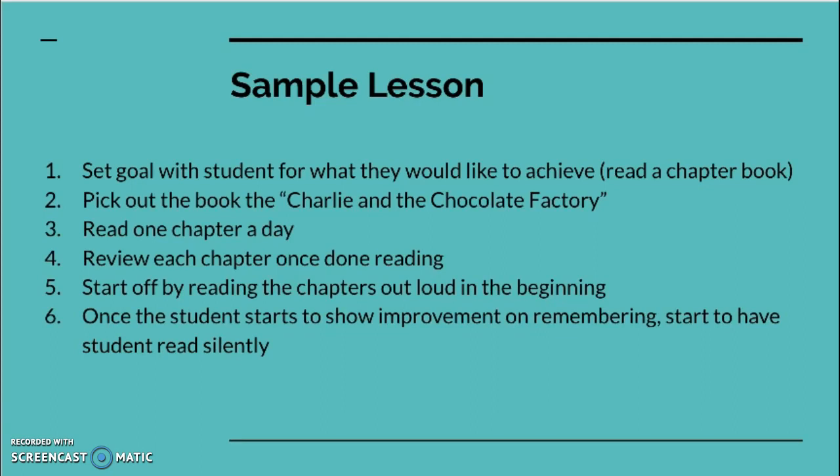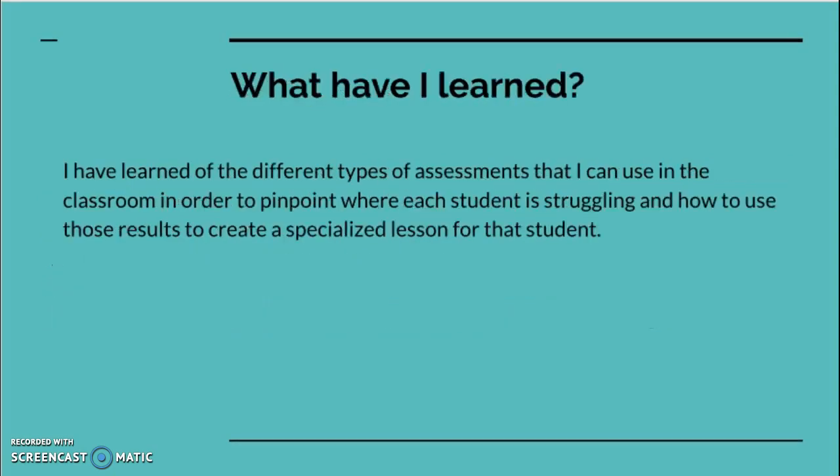I started off by setting the goal with the student, what they would like to achieve, such as reading a chapter book. We picked out a book together, which was Charlie and the Chocolate Factory. We would read 1 chapter a day and then review each chapter after each reading. Start off by having the student read the chapters out loud, since that seems to be the strong suit of the student. And then once the student starts showing improvement on remembering what the content of each chapter was, I will start having the student reading silently and then going over the chapter.